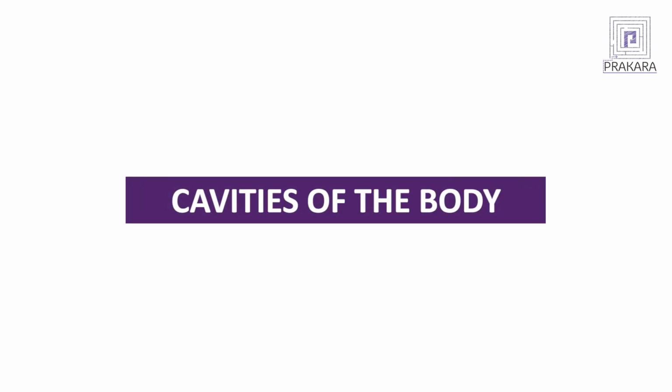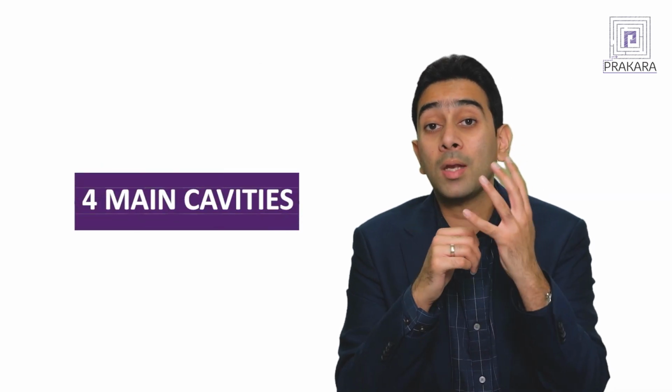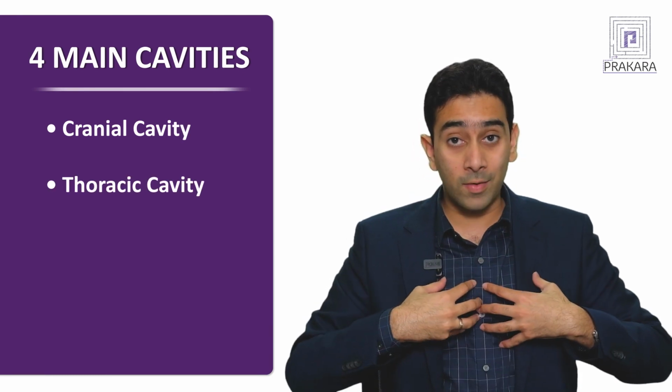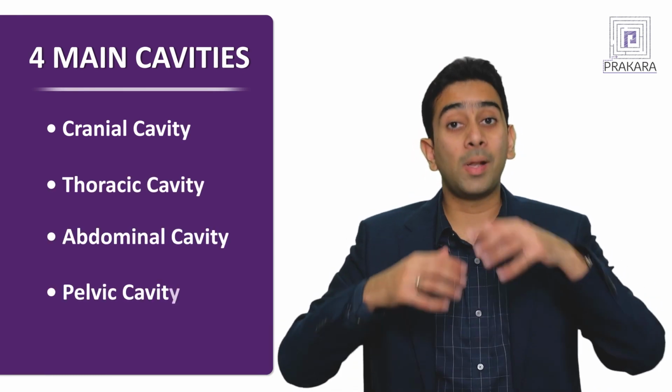Now let's move on to a very important topic, that is the cavities of the body. The body consists of many important organs which lie within 4 main cavities. These are the cranial cavity, the thoracic cavity, the abdominal cavity, and the pelvic cavity. So let's start off with the cranial cavity first.